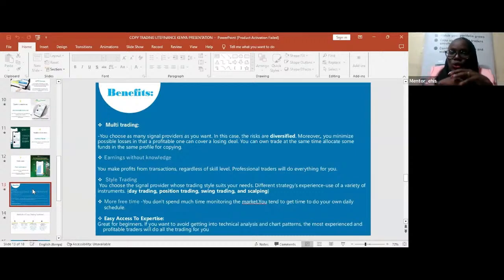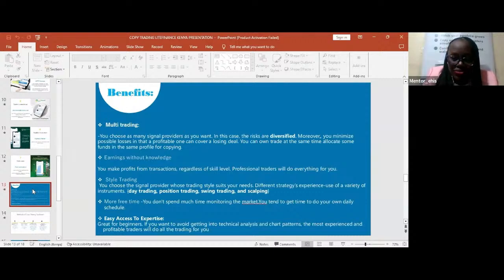Let's say I was doing my own trading, and I allocated some funds in the same profile of mine to do copy trading. At times when you're copying someone, probably the instruments I'm trading are different from what the other person is trading. So you would find where there could have been a possible loss, it has been covered by a profitable trade from copy trading. You can trade and at the same time allocate some of your funds for copying. That is one benefit of copy trading.